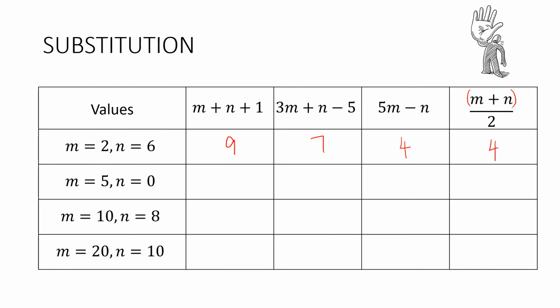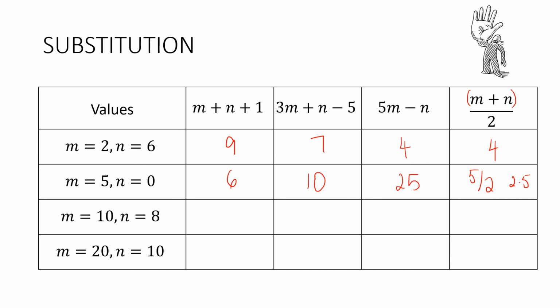Okay, pause the video, have a go at the rest. All right, here are our answers. M plus N plus 1. So in this case, M is 5, N is 0. So 5 plus 0 plus 1 is 6. 3 lots of M is 15 plus 0, take away 5 is 10. 5 lots of M, so 5 5s are 25, take away 0. M plus N is 5 over 2, so you could do 5 over 2 here, or you could do 2.5. Third row, M is 10, N is 8.